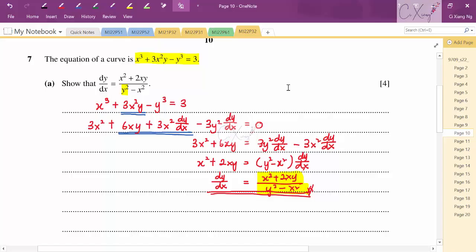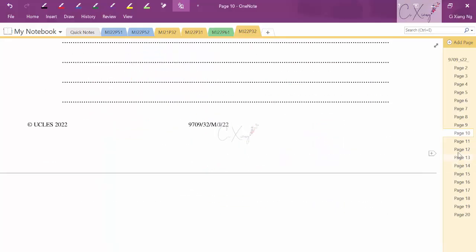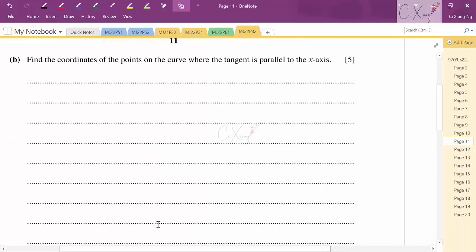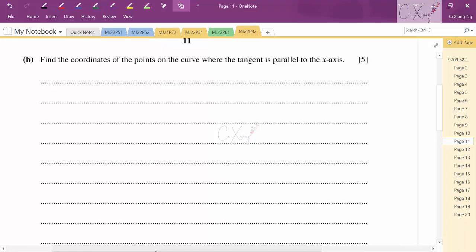All right. Okay, then now we can proceed to part B. So for part B, what do we have here? For part B, they want us to find the coordinate of the point on the curve where the tangent is parallel to the x-axis. When they mention that the tangent is parallel to the x-axis, it means that the gradient of the tangent is equal to 0. This is the important information, because from this sentence they tell us that dy/dx is equal to 0.